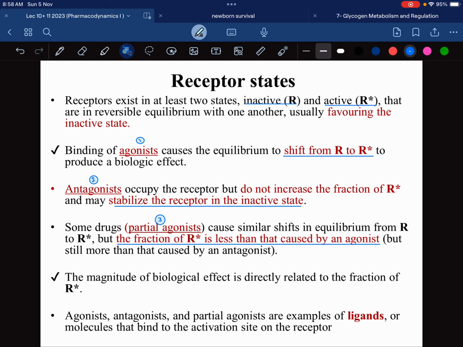The magnitude of the biological activity is directly related to the fraction of the R star. If the chemical compound or the drug transfers the R to R star, that means it will activate it. If all the receptor R is transformed, 100%, it will be a full agonist. But if it's less than 100% and more than zero, it will be a partial agonist. If none of it is transformed from R to R star, it's an antagonist. Agonist, antagonist, and partial agonist are examples of ligands.